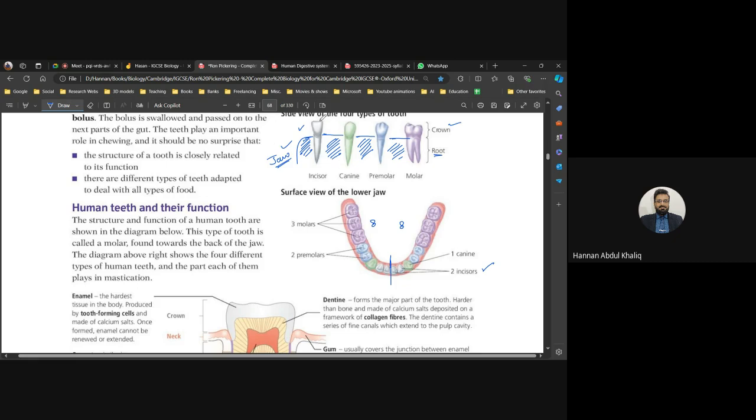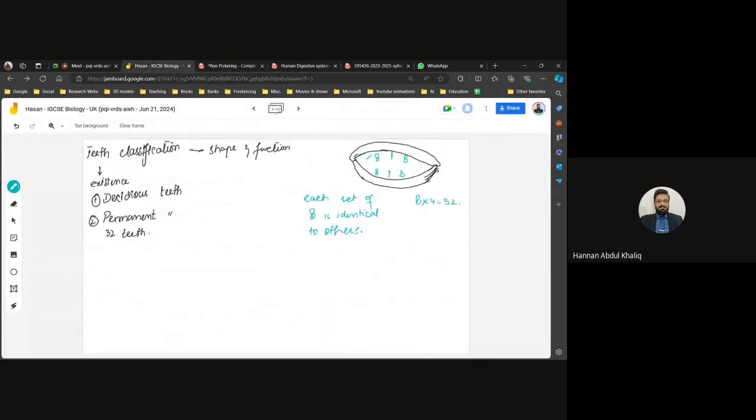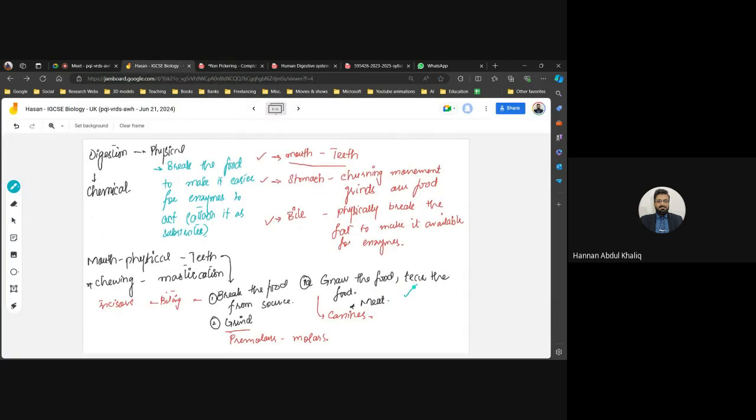So its shape would be like a chisel, or you can say it would look a bit flat from the upper part. Then comes the canine. Now the canines are for the purpose that I told you earlier, gnawing and tearing your food.